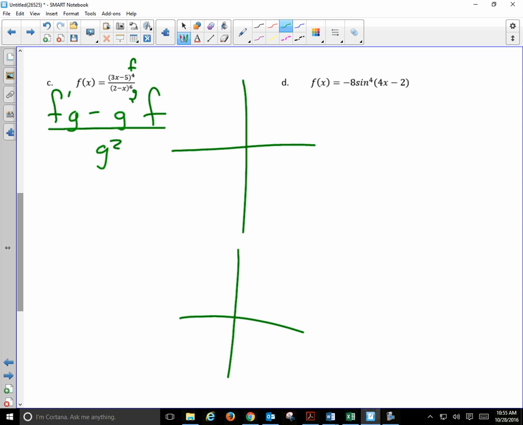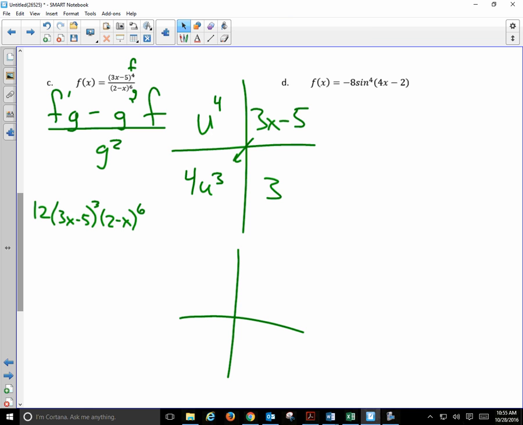So I use the chain rule to find the derivative of 3x minus 5 to the 4th. So I have u to the 4th, I have 3x minus 5. What are those derivatives? Okay, and so as I multiply them together, I get 12 times u, which is 3x minus 5 to the 3rd power. And then I multiply that by g, which is 2 minus x to the 6th. Great.